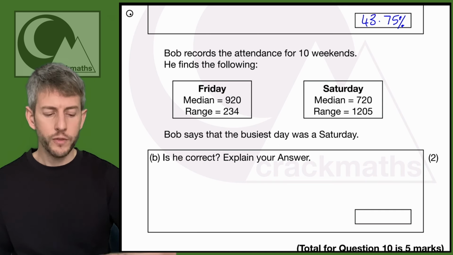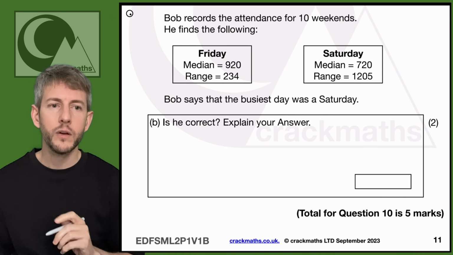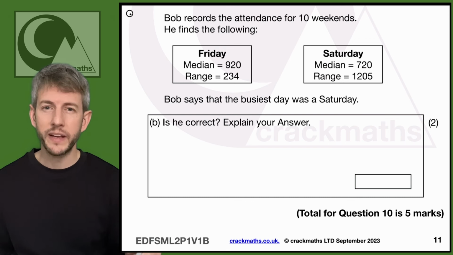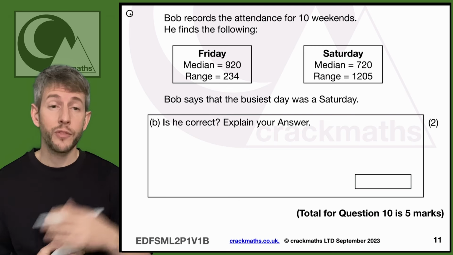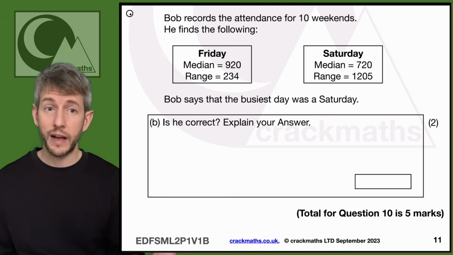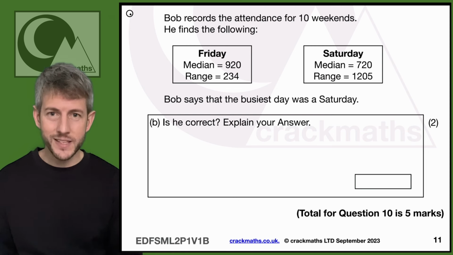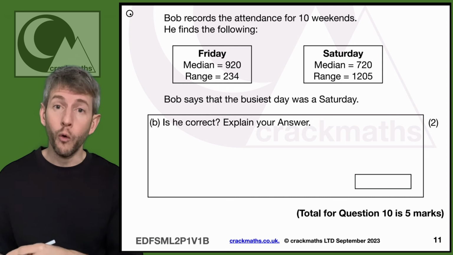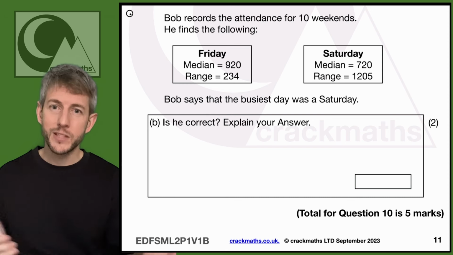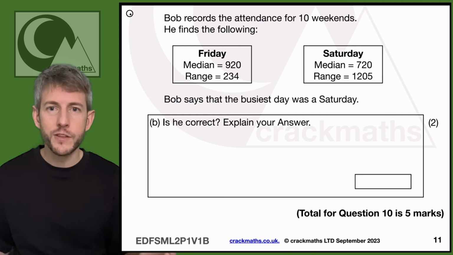Right, so for this, we've got to remember what the median and the range mean. The median is the middle value, and the range is the difference between the largest value and the smallest value. In theory, it is possible that the median is also the smallest value or the largest value, depending on if a lot of the values are the same.